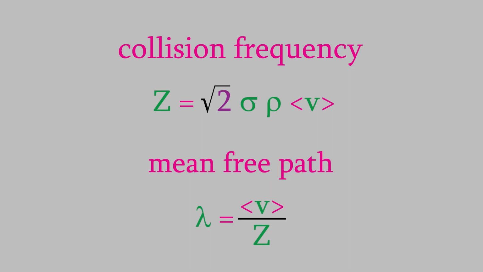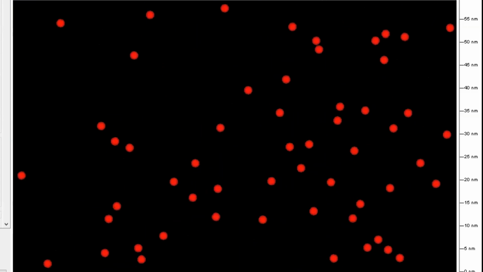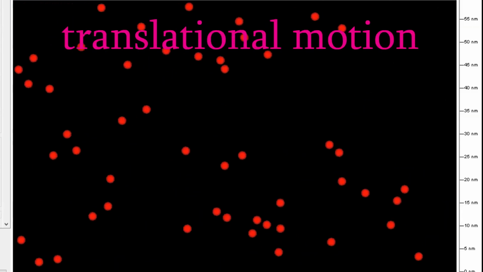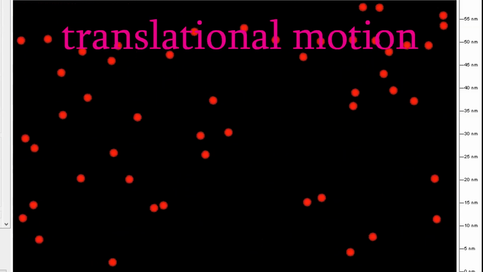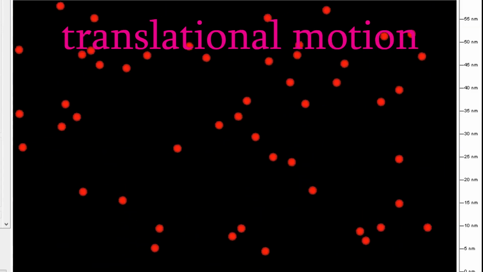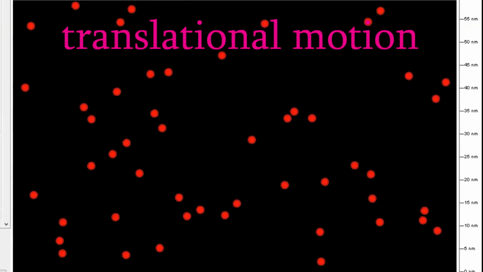But actually, that was just one type of motion that molecules undergo, and the energy of a molecule is only partially a result of that type of motion. The kind of motion we've been talking about so far is called translational motion. That's the motion that an object makes as it travels through space in a straight line.